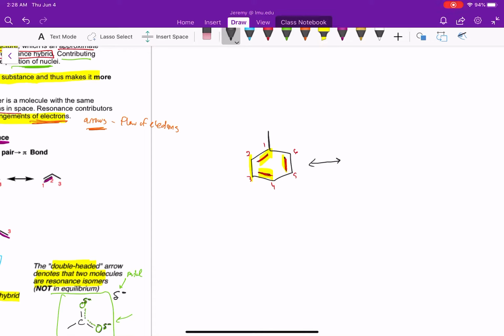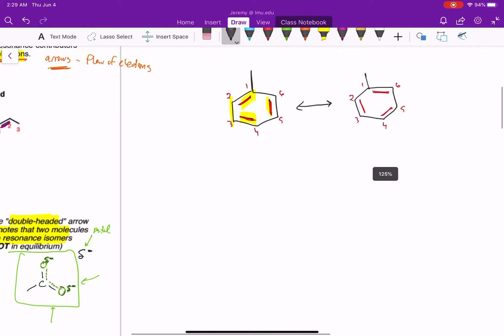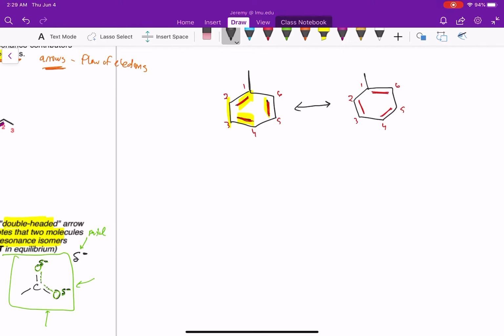So we can always draw a resonance structure with any benzene ring. 1, 2, 3, 4, 5, 6, where in fact the double bond is between 2 and 3, 4 and 5, and 1 and 6. Right? So this is an example of how we can draw resonance structures with a neutral molecule. Another way we've seen this already is when we talk about some of our mechanisms.